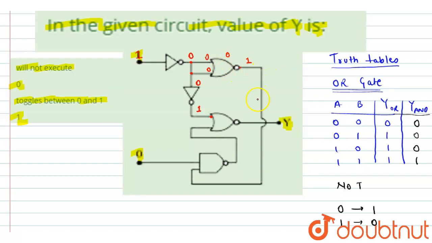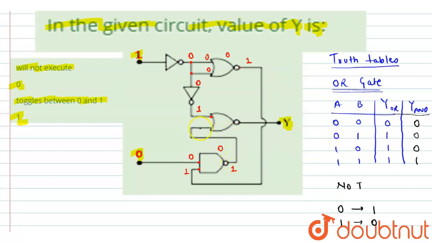Now this 1 is connected to the input of this NAND gate, so here it will be 1. The other input of this AND gate is connected to 0, so we get a 0 here. For the AND gate, when one of the inputs is 0, the output would be 0, but because of this NOT gate, the 0 will be converted to 1. So the output of the NAND gate would be 1.